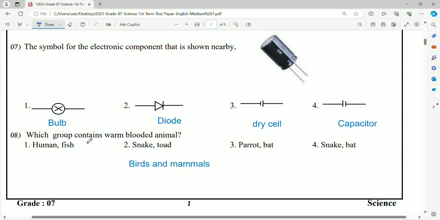Here, in fish, their body temperature changes because they are not mammals. They are not.